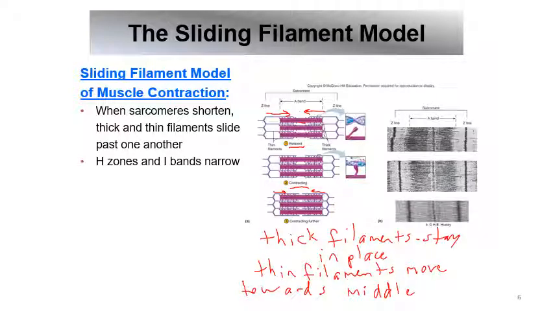Okay, so then during contraction, those regions are changing in their size. It says here the H zones and the I bands are getting narrower. So if you remember, the I band meant the part where you only see the thin filaments. So here you can see how this distance is shorter, smaller, than when it was relaxed. And then also the H zone, where you only saw the thick filaments, that's also getting smaller. And the Z lines are, of course, moving closer together, since the thin filaments are moving towards the center and the thin filaments are attached to the Z lines.